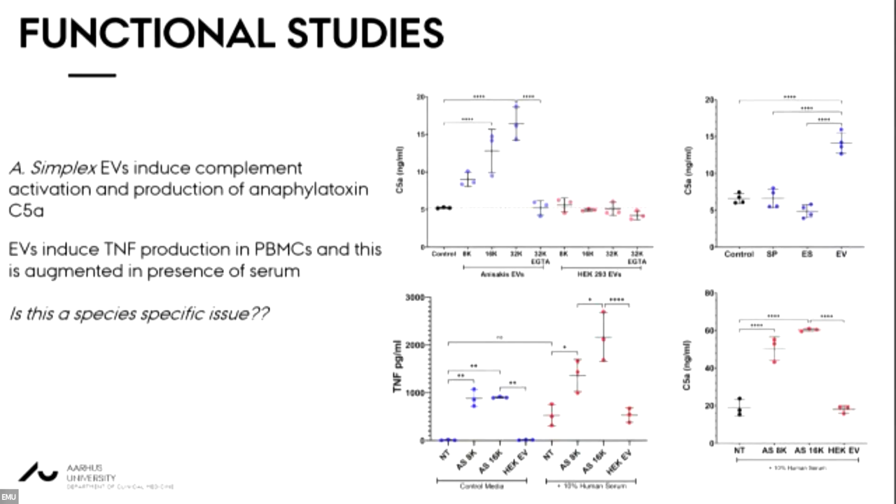So we tested the EVs to see if they have any pro-inflammatory effects. The first thing we did was a complement activation assay, because C5a is a potent anaphylatoxin, and we know that A. simplex infection can induce anaphylaxis. With increased doses of EVs, we see an increased induction of C5a. We don't see the same for HEK293, and we don't see the same for worm homogenates or the actual starting secretory products. So we think this is quite specific to the EVs of this worm.